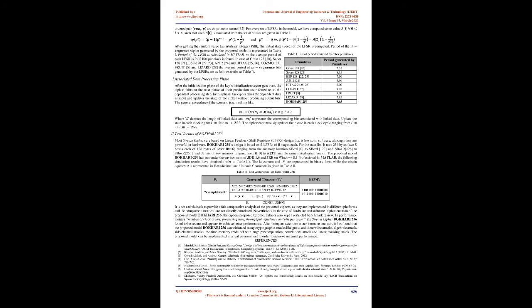At each clock cycle, the PRNG generates a random integer. It means the ordered pair are coprime in nature 32. For every set of LFSRs in the model, we have computed some value, such that each is associated with the set of values given in Table I. After getting the random value, an arbitrary integer, the initial state, seed, of the LFSR is computed.